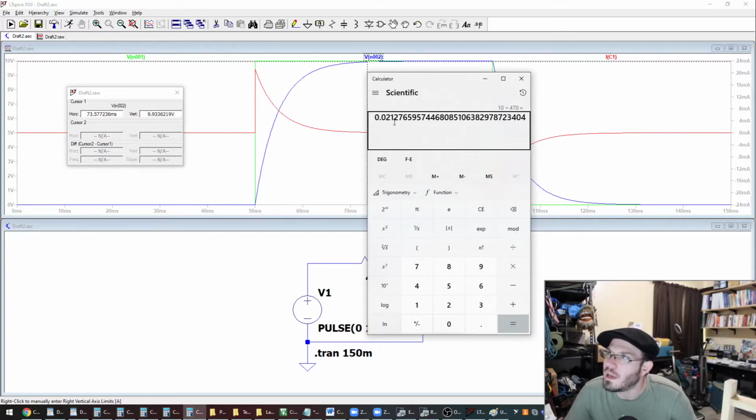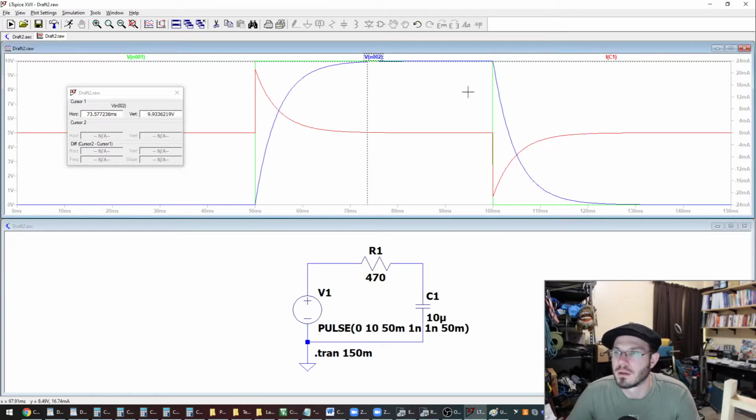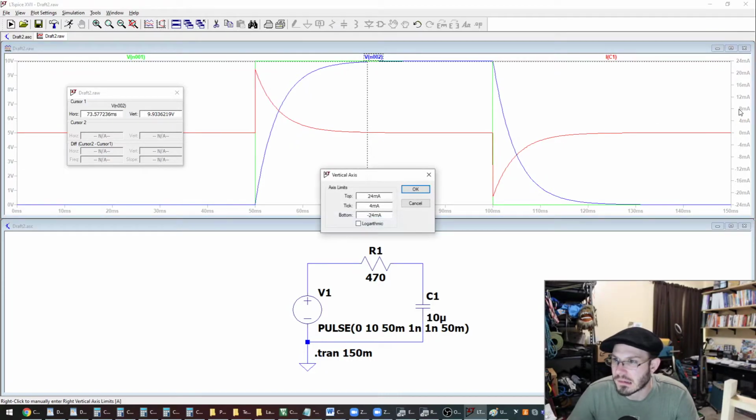Which should be 21.2 or 21.3 milliamps. Now, if you notice over here, we're somewhere between 20 and 24 milliamps at this highest point in current. So we are correct. It just doesn't look like the universal time constant chart because of our scaling.